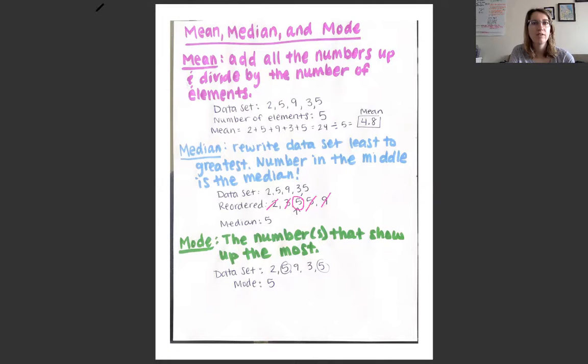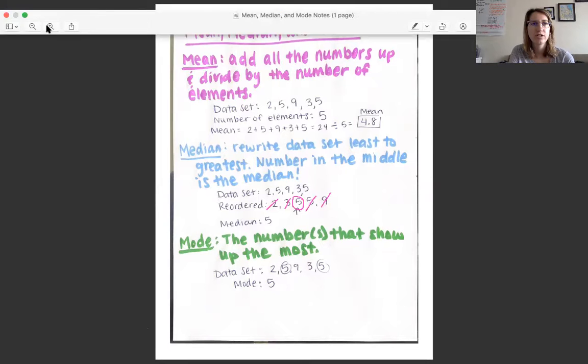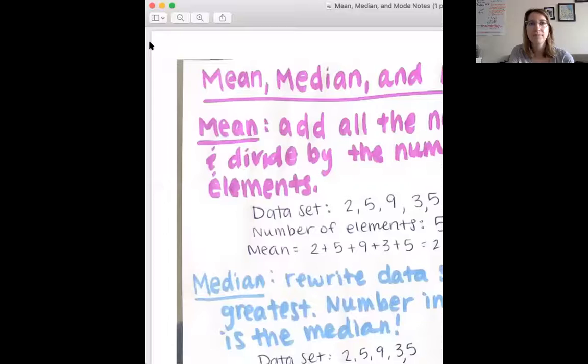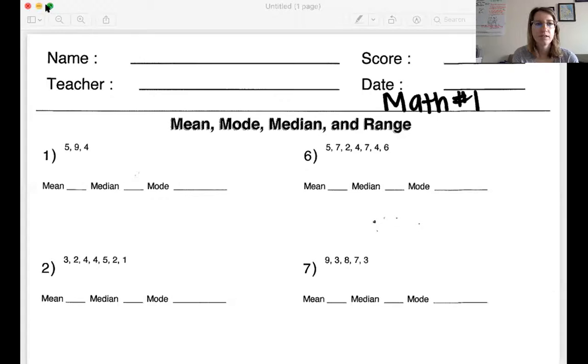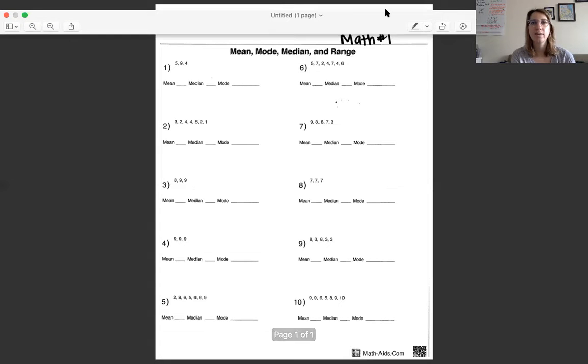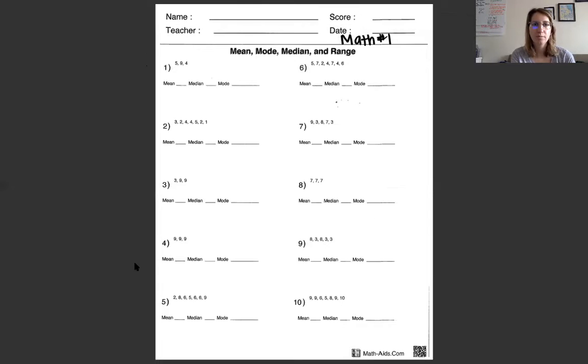I guess I have to exit out of annotation. Yeah. All right, we're going to stop the share there. Okay, now I'm going to share the worksheet that we have. Okay, so here we go. Righty, there we are.